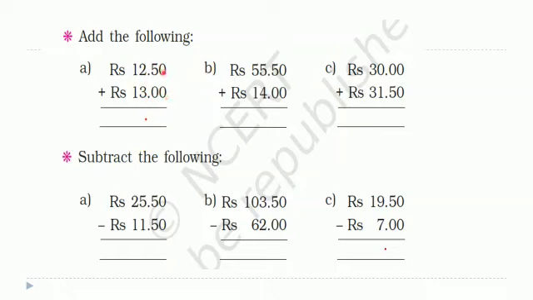Then as you add, 0 plus 0 is 0. 5 plus 0 is 5, 2 plus 3 is 5, and 1 plus 1 is 2. And don't forget to put rupees. So the answer is rupees 25.50, that is 25 rupees and 50 paise. So same way you add these two.